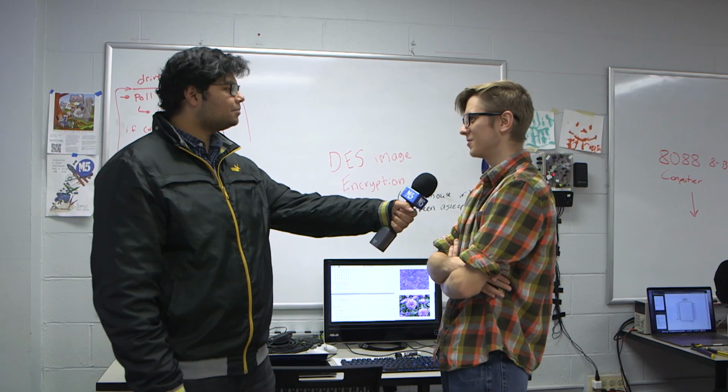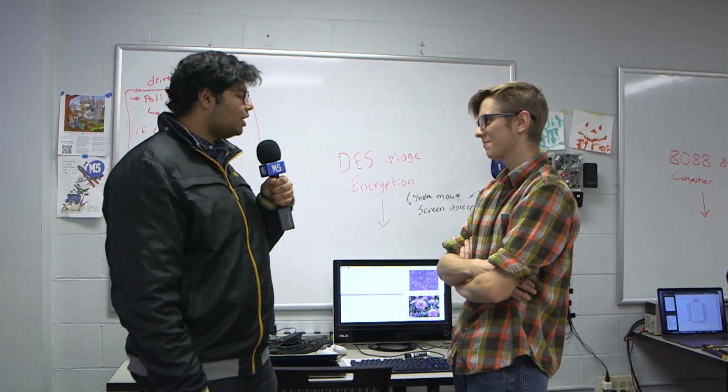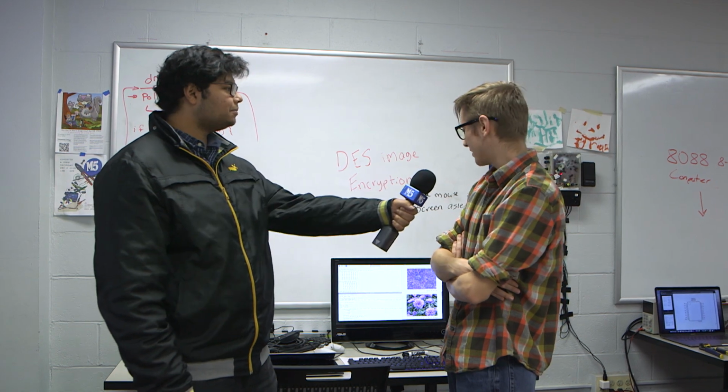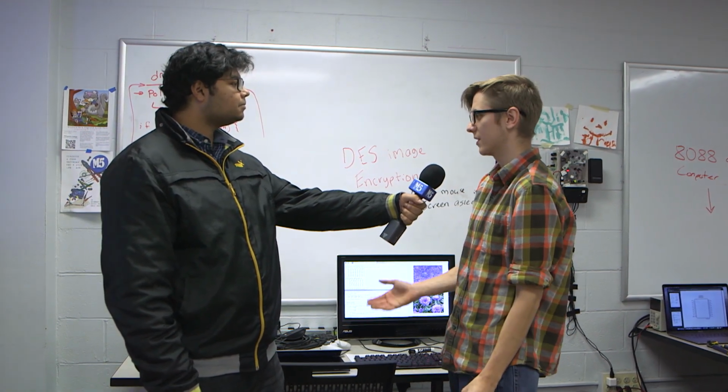I'm Aaron. I'm a junior compy here at UMass. Would you like to tell us a little bit about your project? I mean, yeah, it's a pretty simple demonstration of how DES encryption works. It takes a 16-bit color BMP file, encrypts it and sends it to an image, and then decrypts it and sends it to an image.